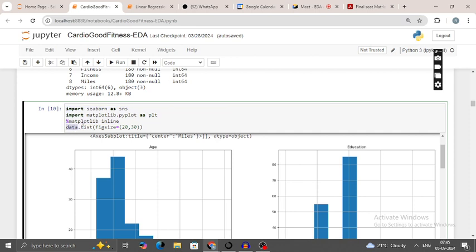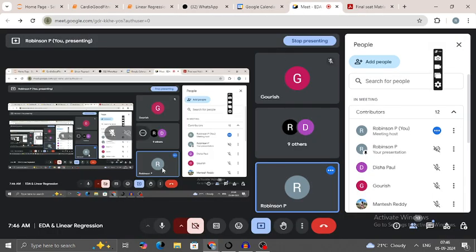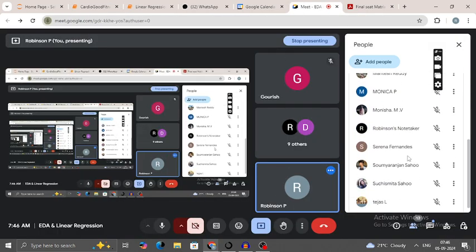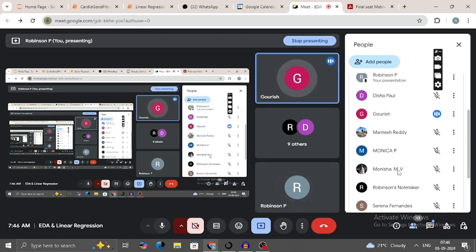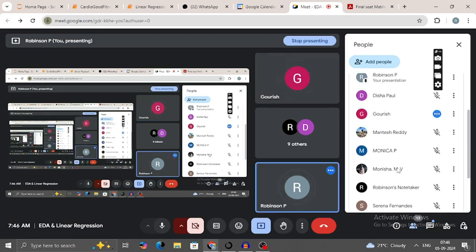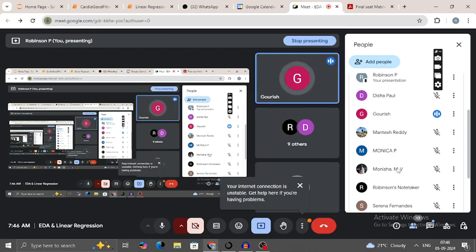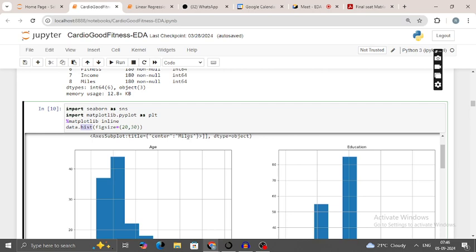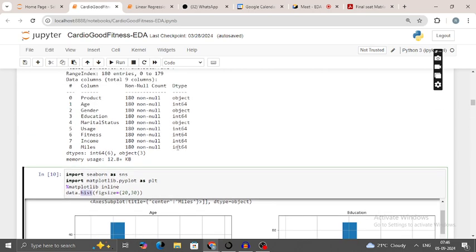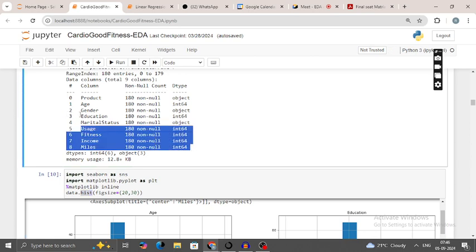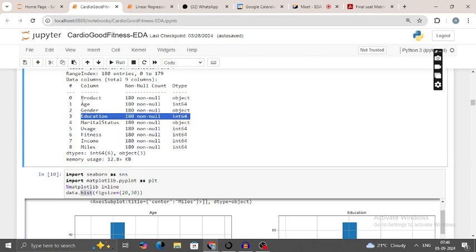So histogram, what is histogram? Yesterday I told you, can anybody tell me why I use histogram? To check the distribution. Checking the distribution. Here, how many numerical: you have this usage, fitness, income, miles, they are integers, education is an integer, age in the data is stored in the form of integer.